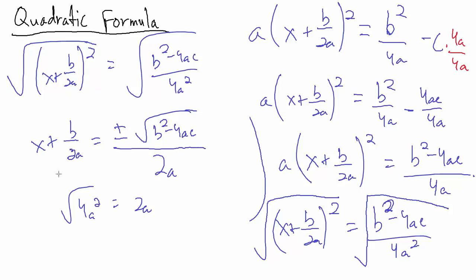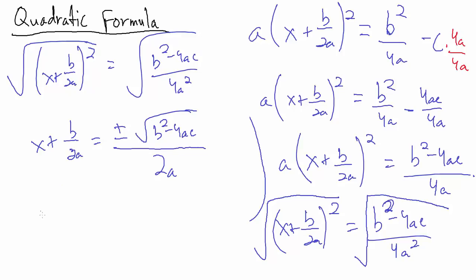Technically we should have a plus or minus 2a, but we already have a plus or minus up here, so we don't need to have it again. There's really no need to have a plus or minus on the top and the bottom, because it's already accounted for just by having it at the top. Now there's a couple of simple small steps left.